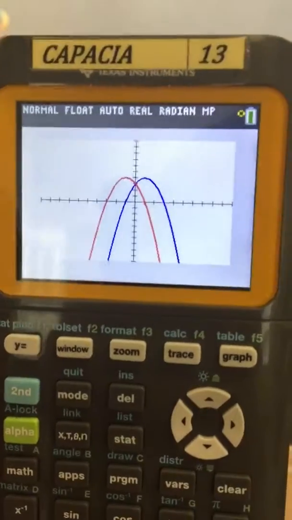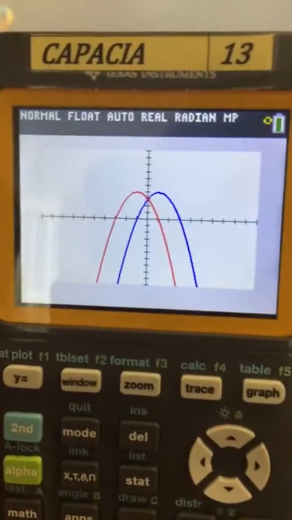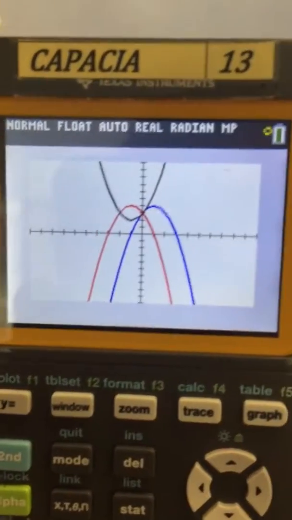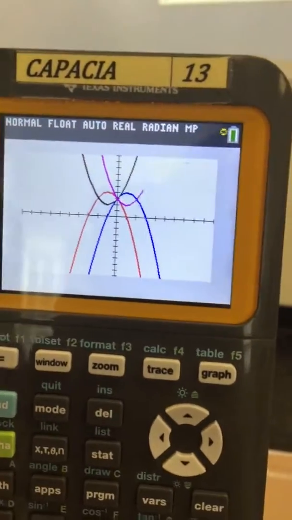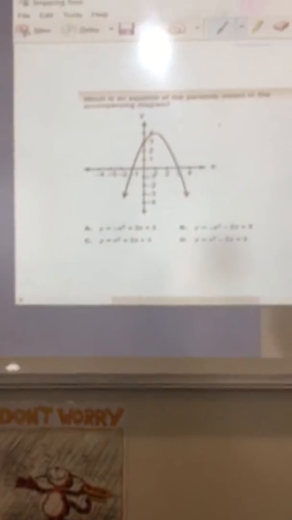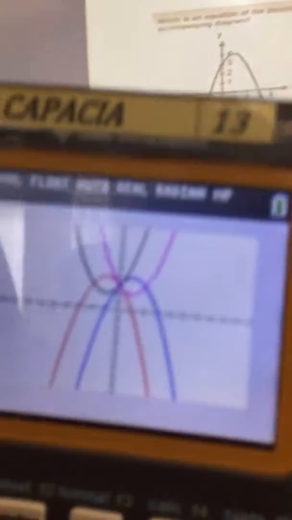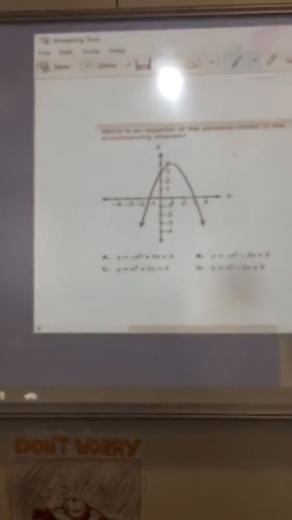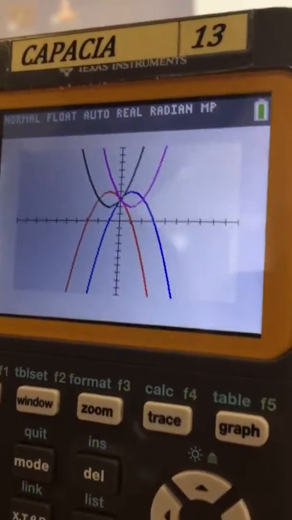We wait for all of the equations to graph, and then we pick the one that looks the closest to the one shown in the problem. Okay. As you can see, the parabola in the problem opens down, so we can already take out the black one and the pink one. And now the red one and the blue one look closer to the one in the problem, because the one in the problem is in the first quadrant, not in the second quadrant.